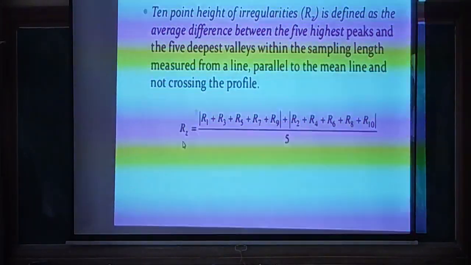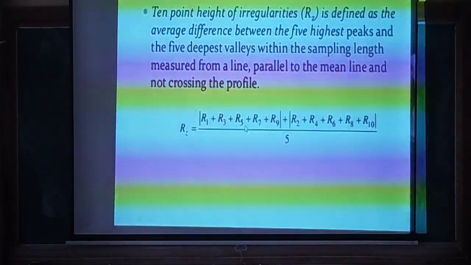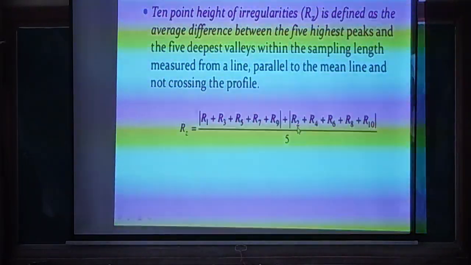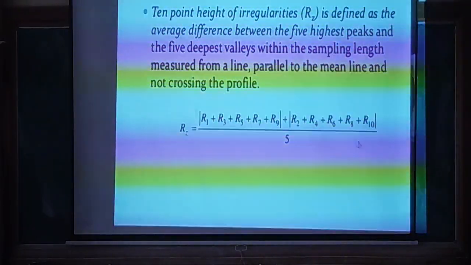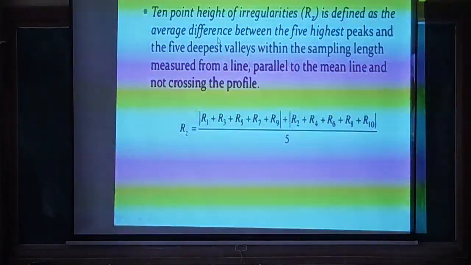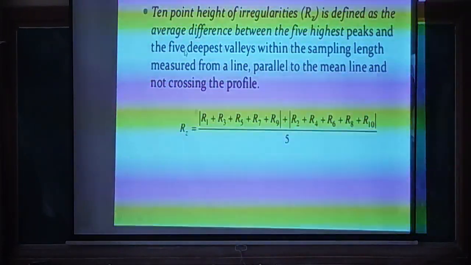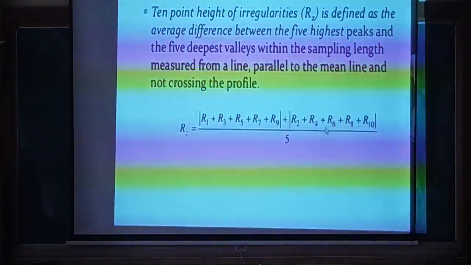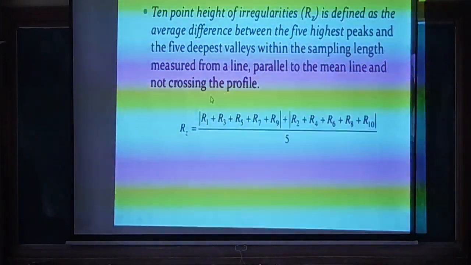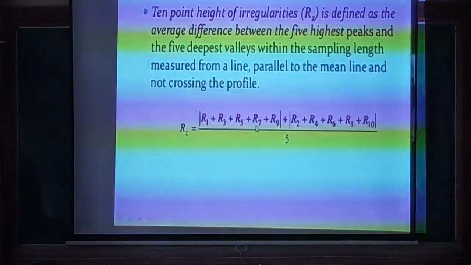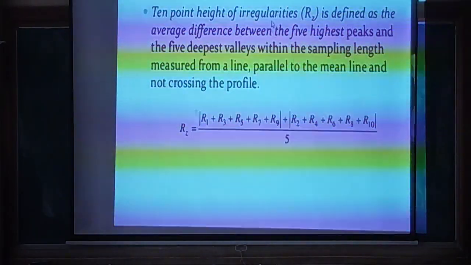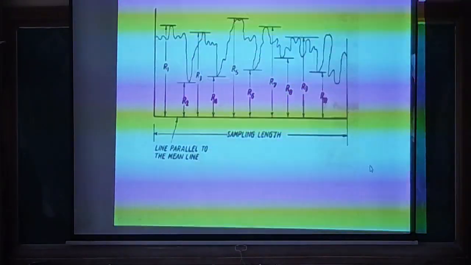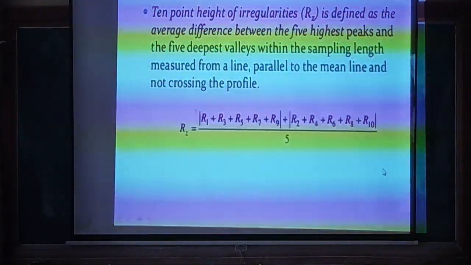So here the Rz value is mod of R1, R3, R5, R7 and R9, plus R2, R4, R6, R8, R10. So in total 5 we are taking: the average difference between the 5 highest peaks and 5 deepest valleys. The deepest valleys are R2, R4, R6, R8 and R10, and the 5 highest peaks are R1, R3, R5, R7 and R9, divided by 5. This is how we calculate Rz, the 10-point height of irregularities.